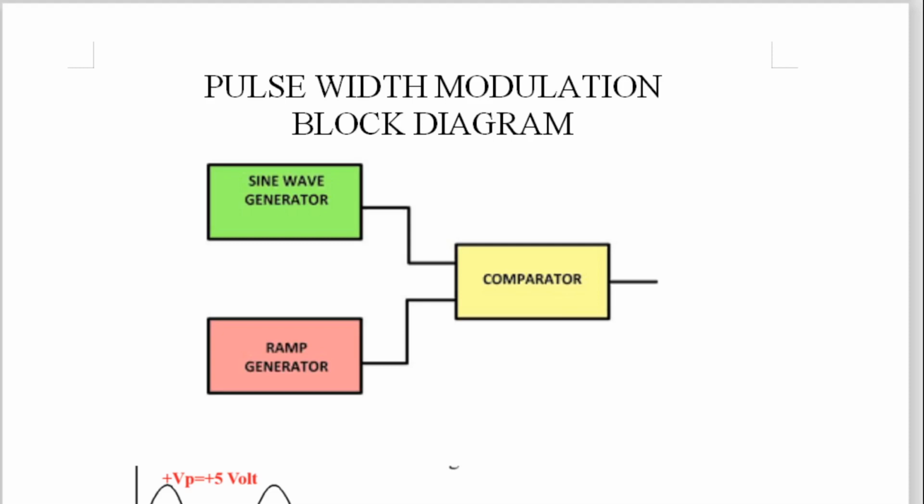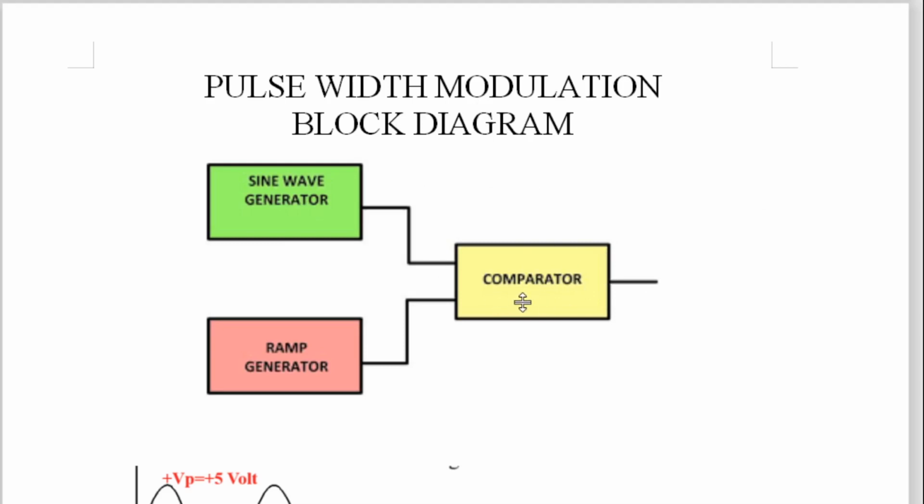Carrier is a triangular wave, and the information signal is as usual a sine wave. So sine wave is our information signal. So here there is a sine wave generator we want, and we want a carrier generator, meaning a ramp or triangular wave, and these two we are applying to the comparator circuit. So in general, you can say that this is a block diagram of a pulse width modulator.